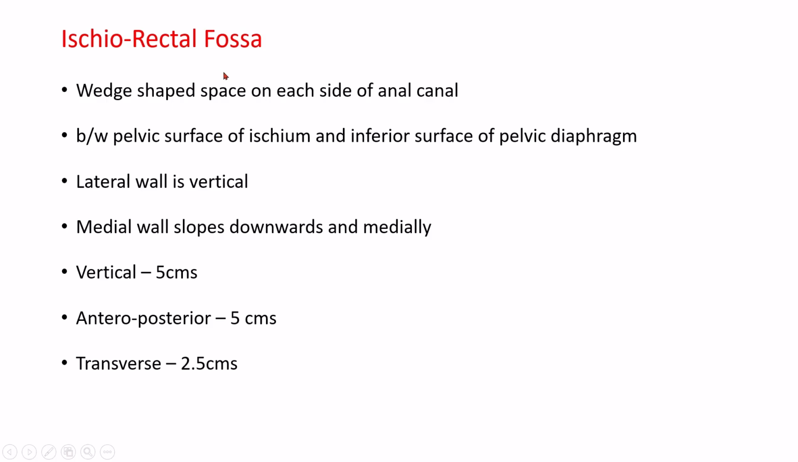The ischiorectal fossa is a wedge-shaped space on each side of the anal canal. It is between the pelvic surface of the ischium and the inferior surface of the pelvic diaphragm. The lateral wall is vertical and the medial wall slopes downwards and medially. Vertically, it is approximately 5 centimeters, anteroposteriorly 5 centimeters, whereas transverse it is 2.5 centimeters.